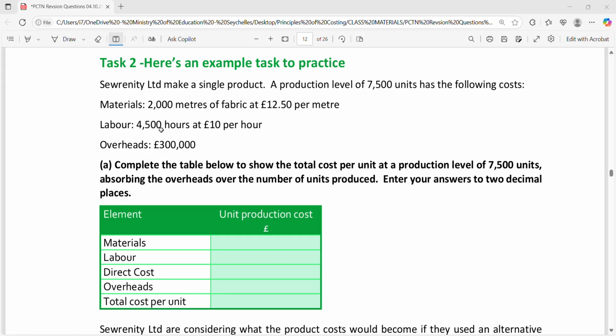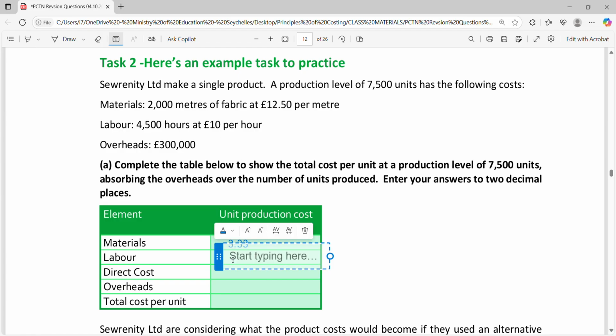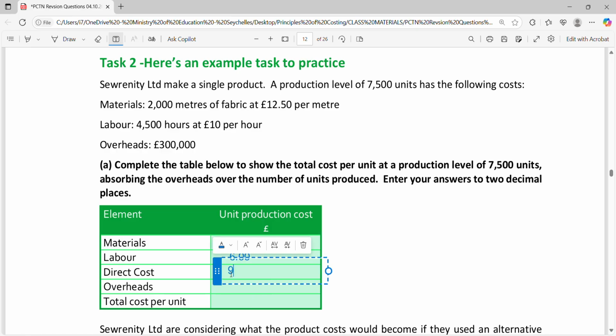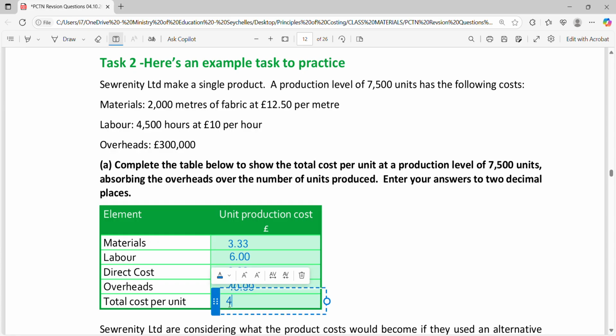So the answers that we are looking for in this question, remember the question says enter your answers to 2 decimal places. So the material cost here is 3.33. So we will have 3.33 here. The labor cost is 6.00. So we'll have 6.00 here. The direct cost is 9.33. The 3.33 plus 6, that is 9.33. Then the overheads here is what we've calculated at 40.